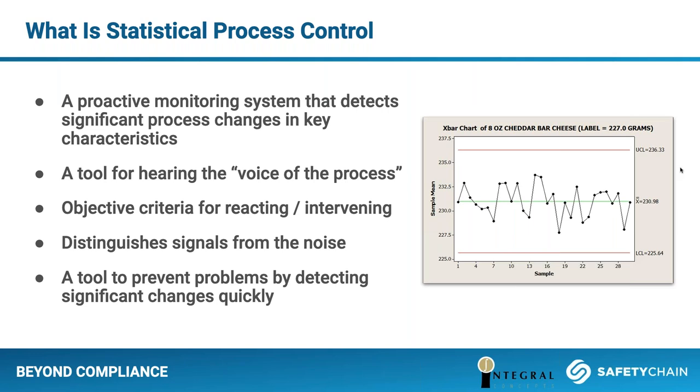It appears that the process is running at a different average. Now, all the parts might still be in spec, but because all of these dimensions are running at a different level, or whatever, it doesn't have to be a dimension, it could be a constituent or an ingredient in a formulation, because it's running at a different level, the behavior of that product will be different.